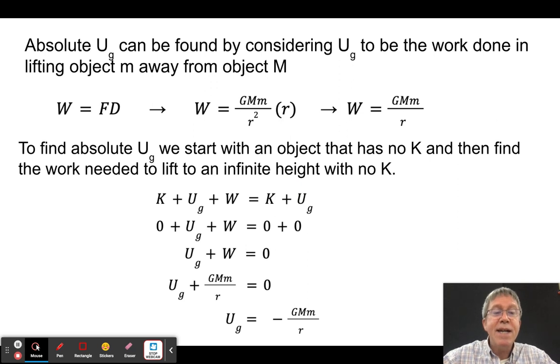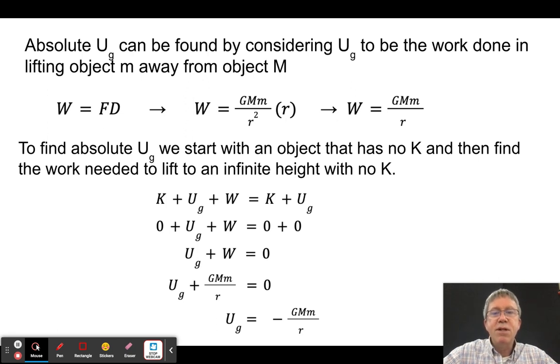So let's look at how we would calculate or derive an expression for the absolute value of UG. Let's think of it this way. We can find it by looking at how much work it takes to lift the object to that point we're just looking at on the graph. So work equals force times distance. In this case, the force is gravitational force, GMm over R squared, that's the definition of gravitational force, times the distance I've lifted, that's R. So if I multiply these together, I lose one of these R's and I just get GMm over R rather than over R squared. So that's how much work it took to lift it. That's how much energy it acquired.